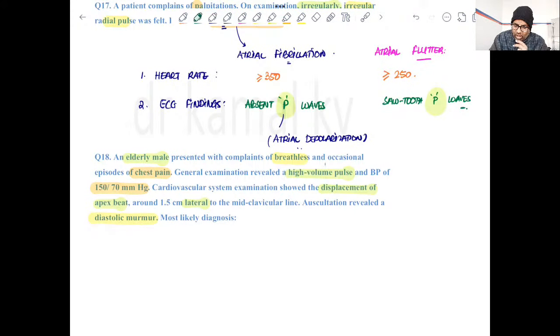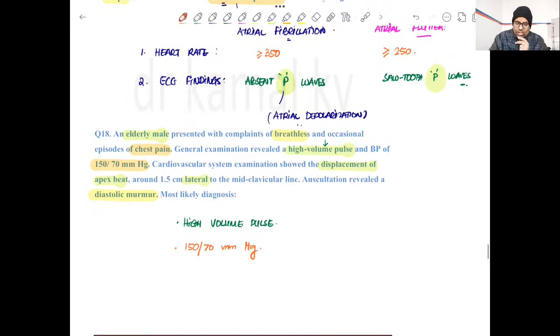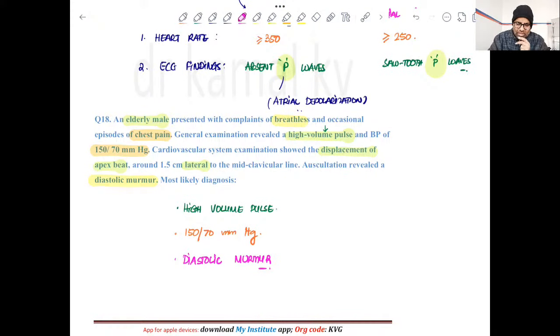One is high volume pulse, right? So I'll write here high volume pulse. Then second is blood pressure of 150/70 millimeter of mercury. Then third, I will write there is diastolic murmur. Now, why am I mentioning only these 3 points? Because if you know about even one of them, you can think of the answer here.